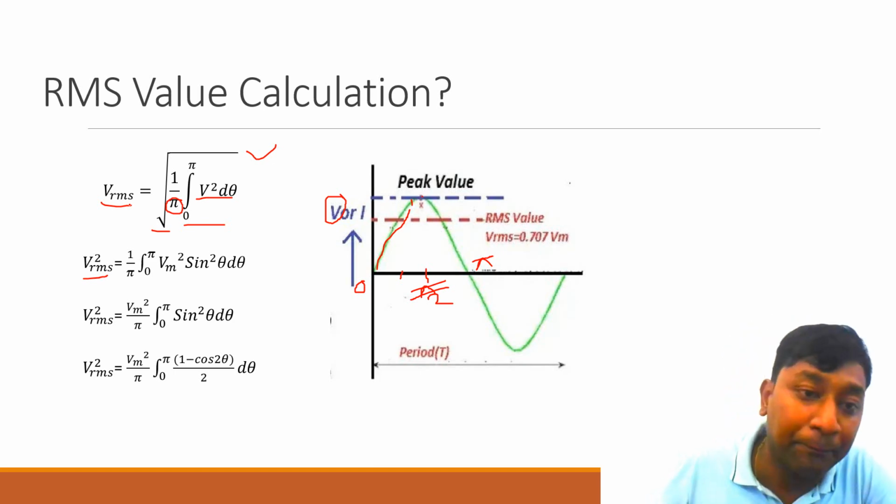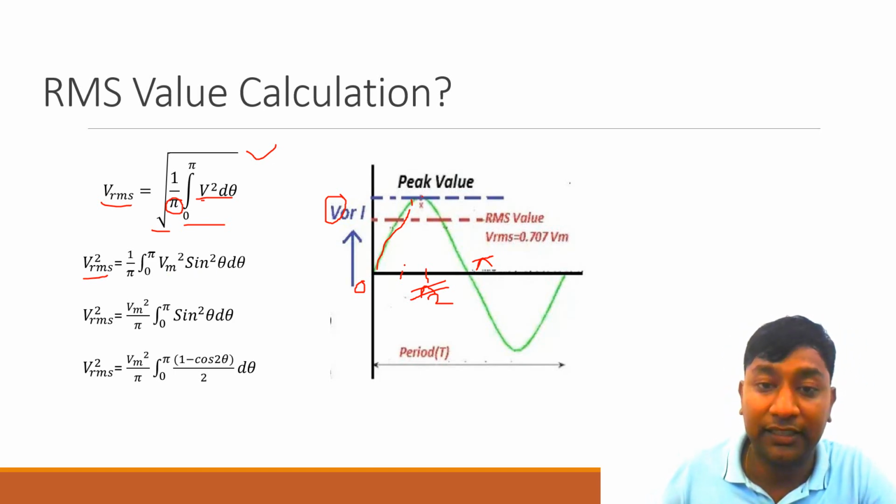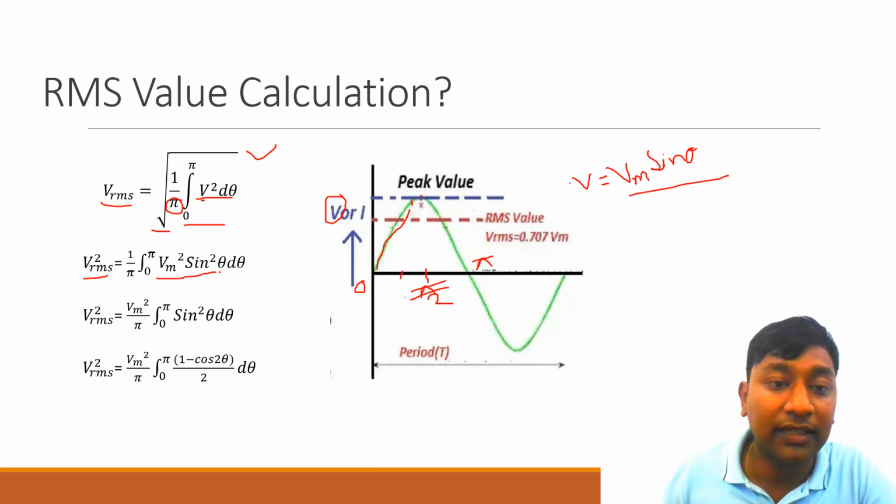Okay. So 1 by pi, and this B we are representing as Bm sin theta because this is a sinusoidal signal. So B will be Bm sin theta. Clear? So now whenever we solve the problem, B square gives Bm square sin square theta. Bm square is the constant part, the peak value, so we keep it outside.